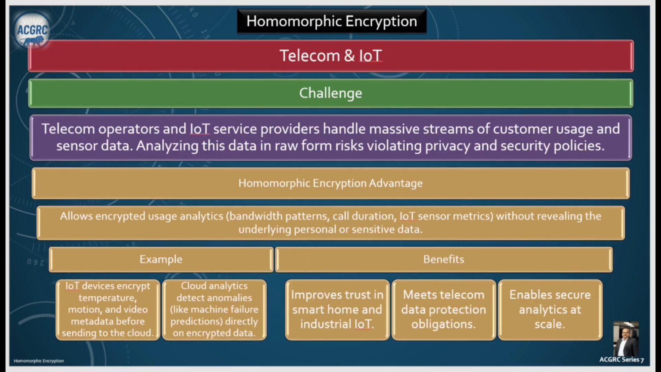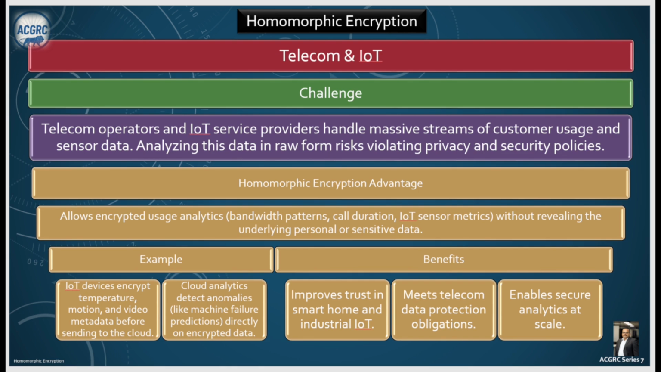Let's now look at the telecom and IoT space. Well, telecom operators and IoT service providers handle massive streams of customer usage and sensor data. Analyzing this data in raw form risks violating privacy and security policies. Homomorphic encryption helps allow encrypted usage analytics, whether it could be bandwidth pattern, call duration, sensor metrics, and so on. That too without revealing the underlying individual, personal, or sensitive data.